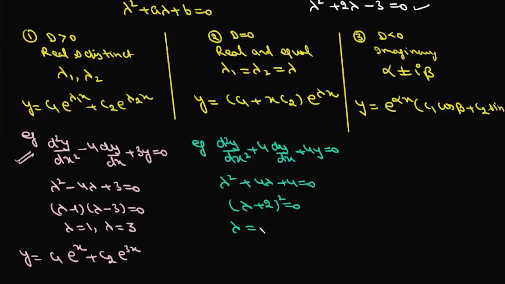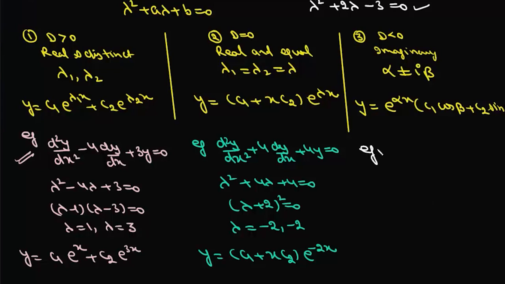So we'll have both the values as minus 2, and if both the values are same, we can write its solution as y equals c1 plus x c2 e to the power lambda x, which is e to the power minus 2x. So the solution of the second differential equation is y equals c1 plus x c2 e to the power minus 2x.